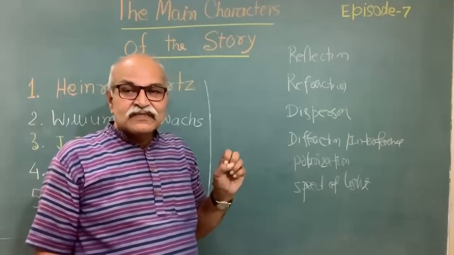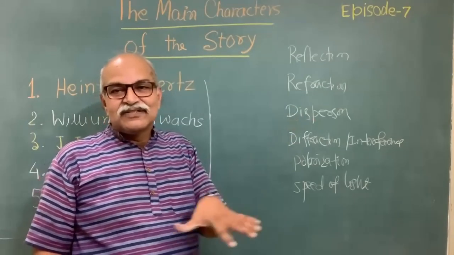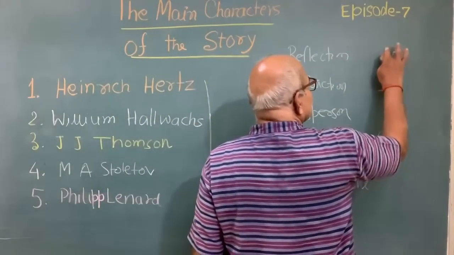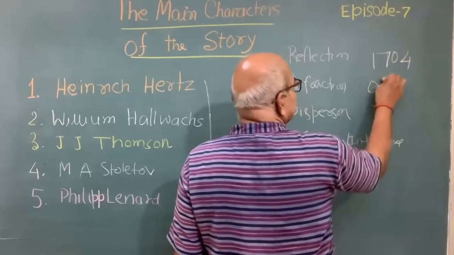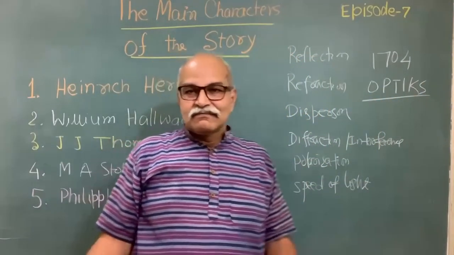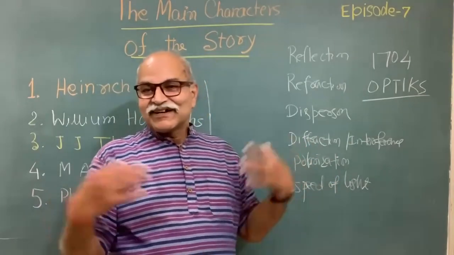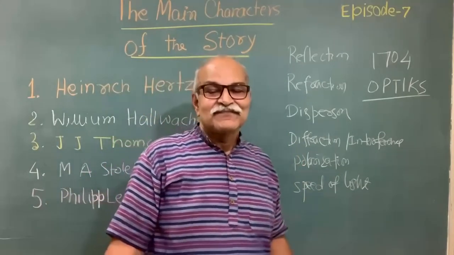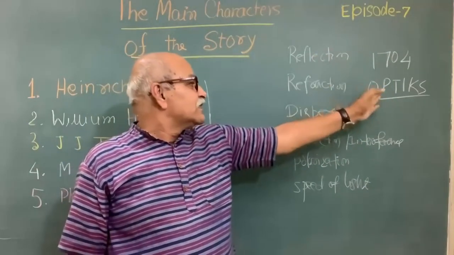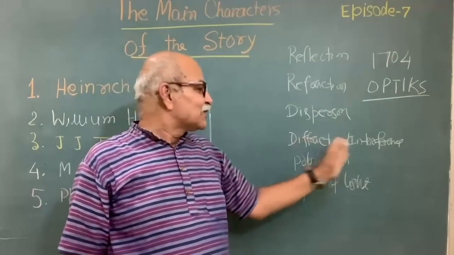Newton had done a number of experiments on optics. That was in the late 70s, late 17th century. In 1704, he published all his results in this book Optics. All those experiments which he had performed over several years, all the data, all the documentation and all the interpretation based on that was in this. In this he talks of reflection, refraction, dispersion, diffraction and also interference.